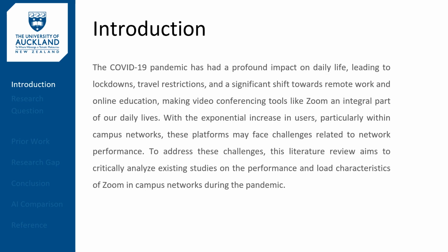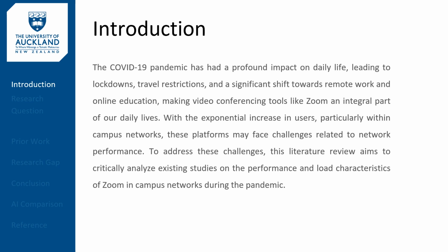So firstly, please allow me to give a brief introduction to our topic to you. As we all know, the COVID-19 pandemic brought unprecedented changes to our daily lives. Lockdowns, travel restrictions, and a major shift towards remote work and online education became the norm. As a result, video conferencing platforms, especially Zoom, became crucial to our daily interactions. With this surge in users, especially within educational campuses, these platforms started encountering challenges tied to network performance. How do these platforms cope, and are there noticeable differences in their performances?